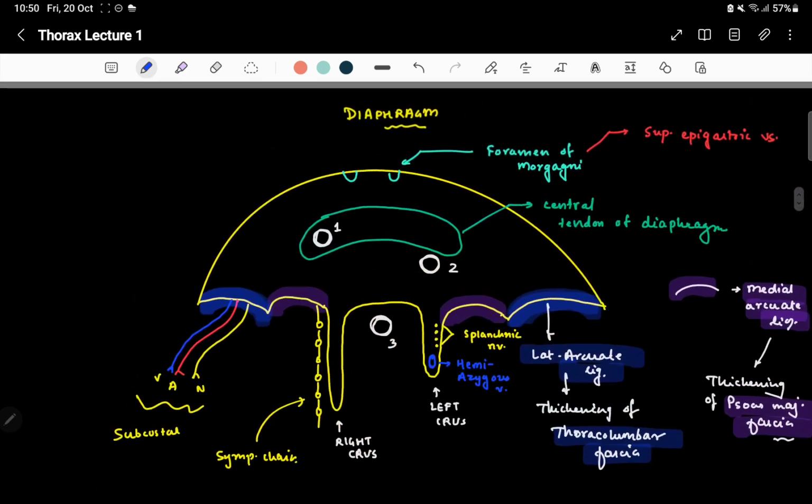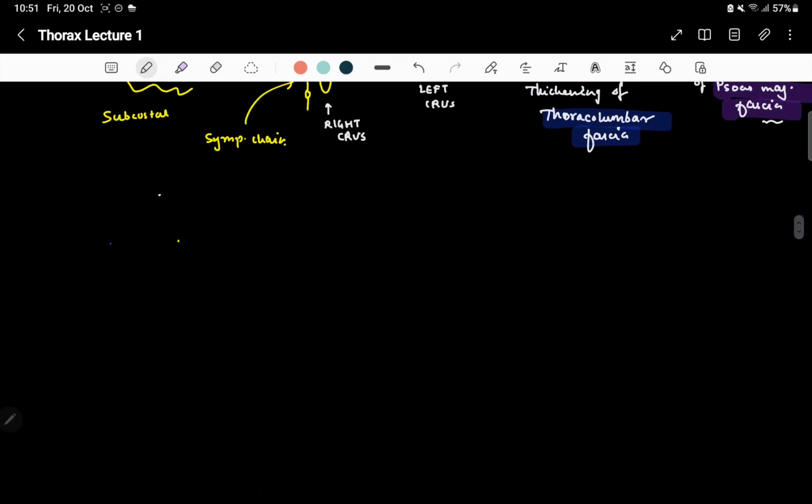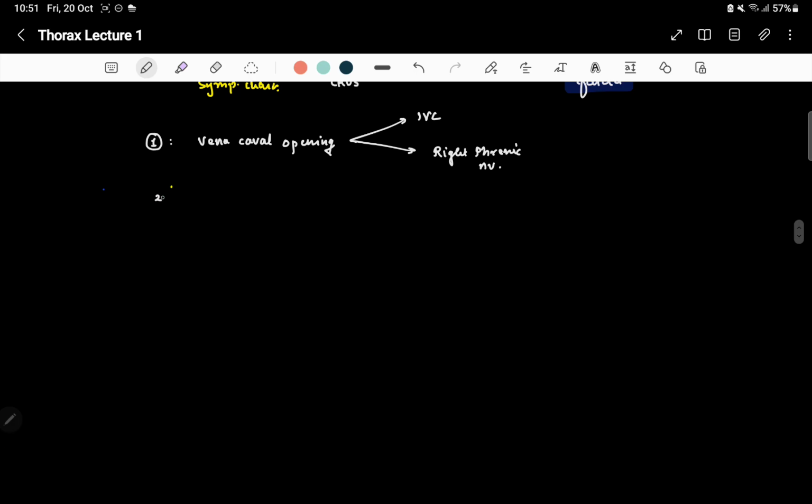So this is the whole diaphragm, and we have to name the openings here. So one, that is in the central tendon, that is your vena cava opening. Vena cava opening present in the central tendon. What are the contents of vena cava opening? We have the inferior vena cava, of course, and your right phrenic nerve also.